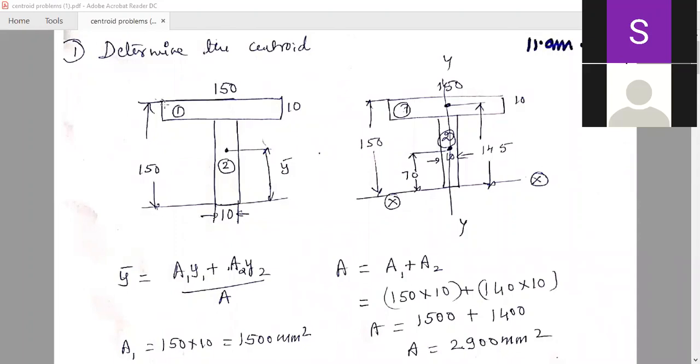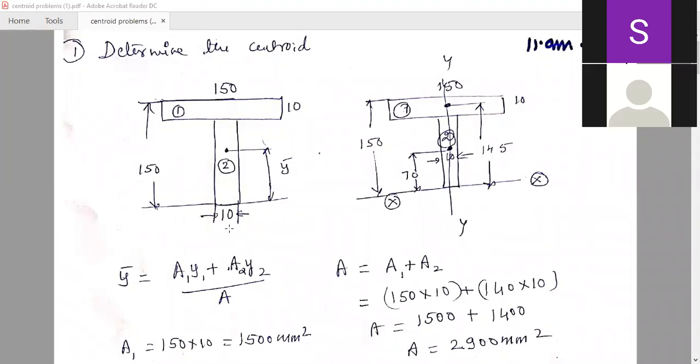So the upper portion, the upper flange, is of 150 by 10, an upper rectangle, and the entire depth of the section is 150 millimeter, and this web thickness is 10. So that means the top rectangle is of size 150 by 10, and the bottom rectangle, if I deduct this top 10 from 150, is of size 140 by 10.